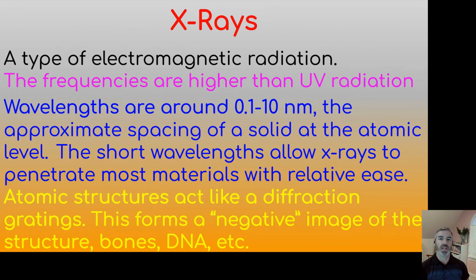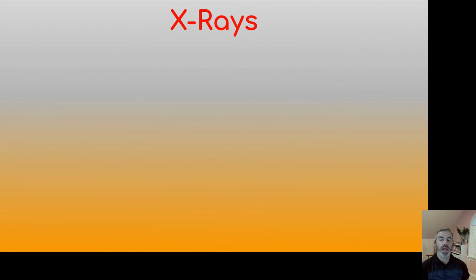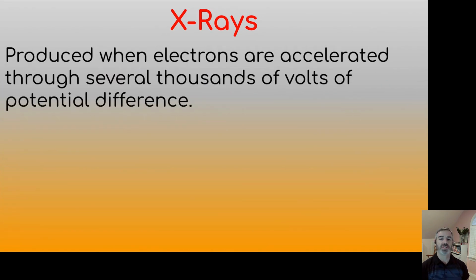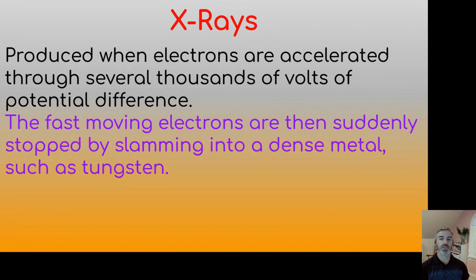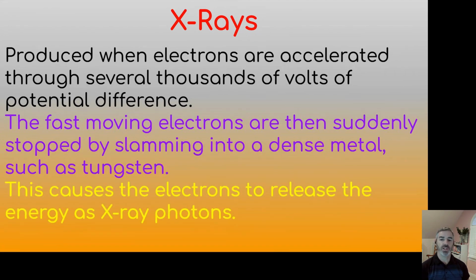So that's how we understand what the shape of DNA or bones look like, by using X-ray diffraction. Now, X-rays are produced when electrons are accelerated through thousands of volts of potential difference. Those electrons then suddenly stop by slamming into a dense metal such as tungsten, and this rapid change in energy causes the electrons to release this energy as X-ray photons. So this is how X-rays are produced, by accelerating those electrons and stopping them very rapidly.